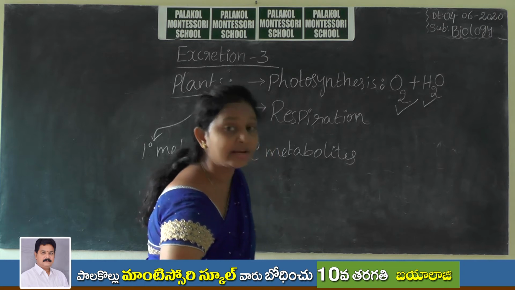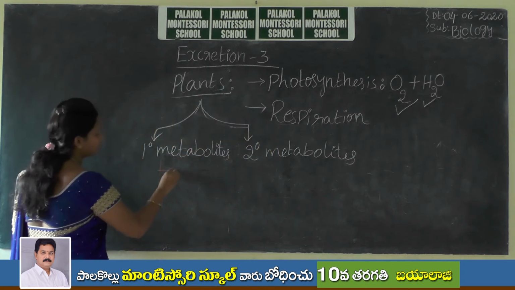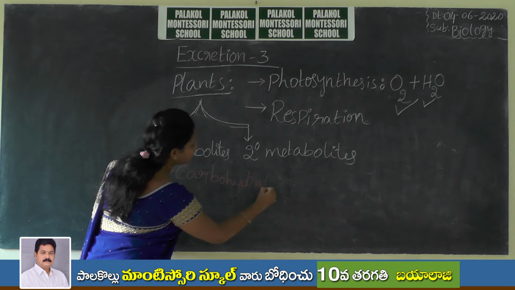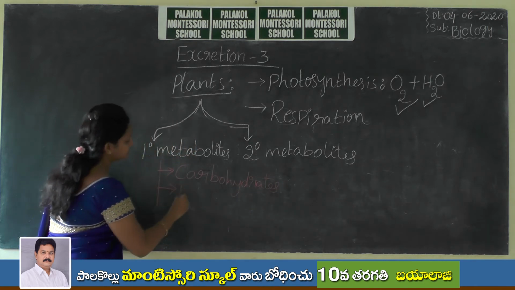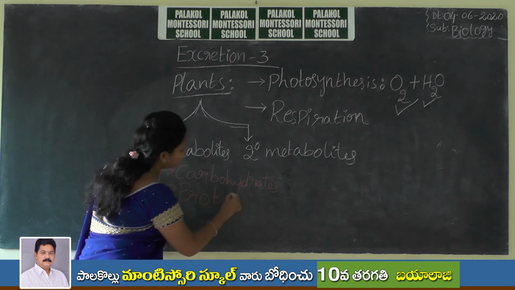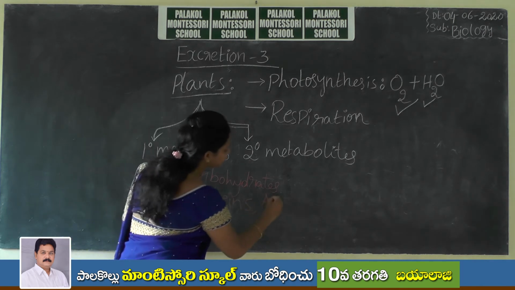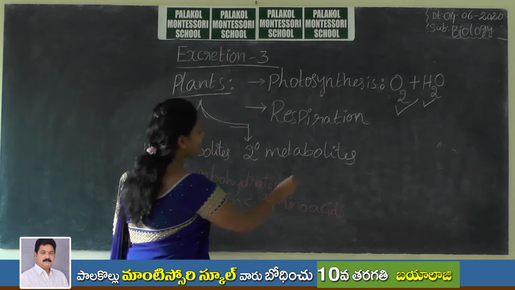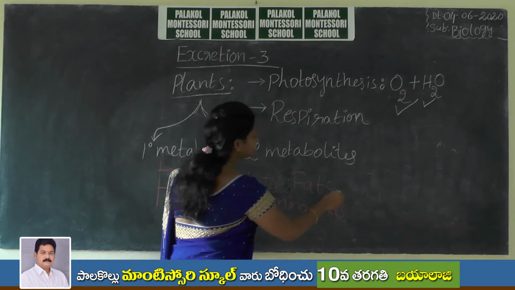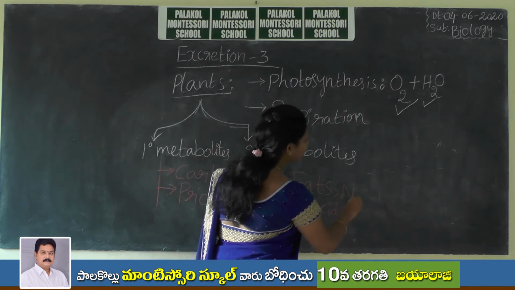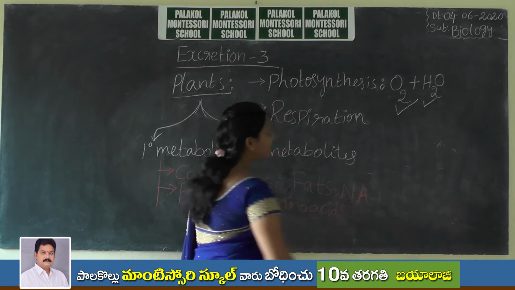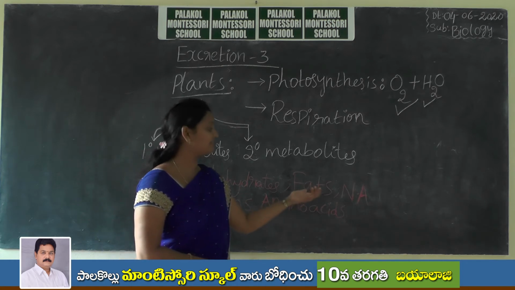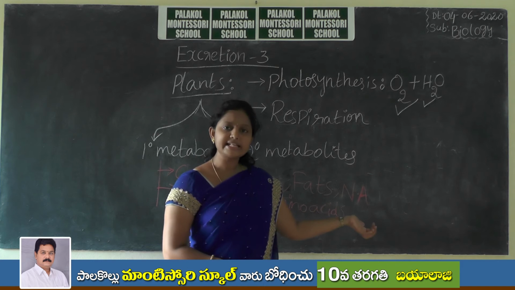Primary metabolites include carbohydrates, proteins, amino acids, fats or lipids, along with these nucleic acids. Nucleic acids are also primary metabolites. I discussed carbohydrates, proteins, amino acids and fatty acids. But what is nucleic acid?